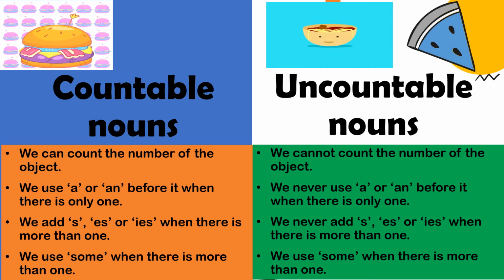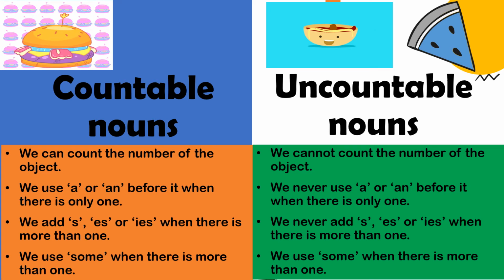Do you still remember we have learned about countable nouns and uncountable nouns in our last lesson? Let me remind you some key points. First of all, for countable nouns, we can count the number of the object. We use a or an before it when there is only one. We add s, es, or ies when there is more than one. Moreover, we use some when there is more than one.